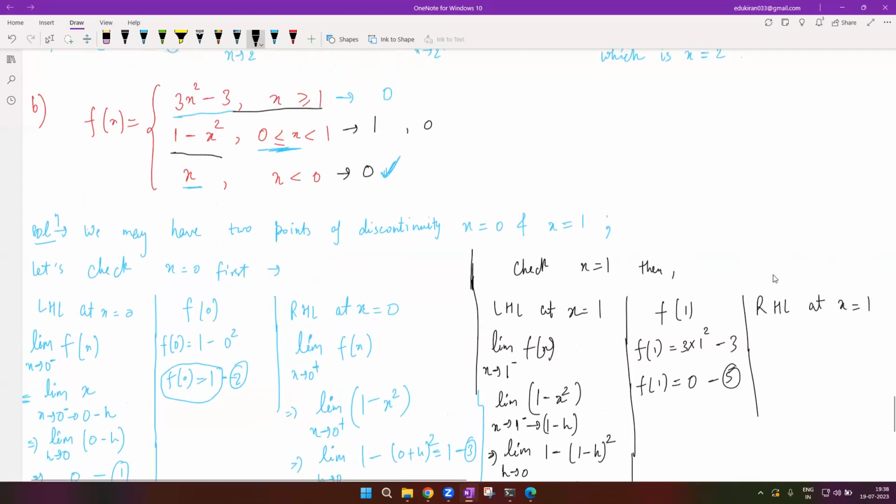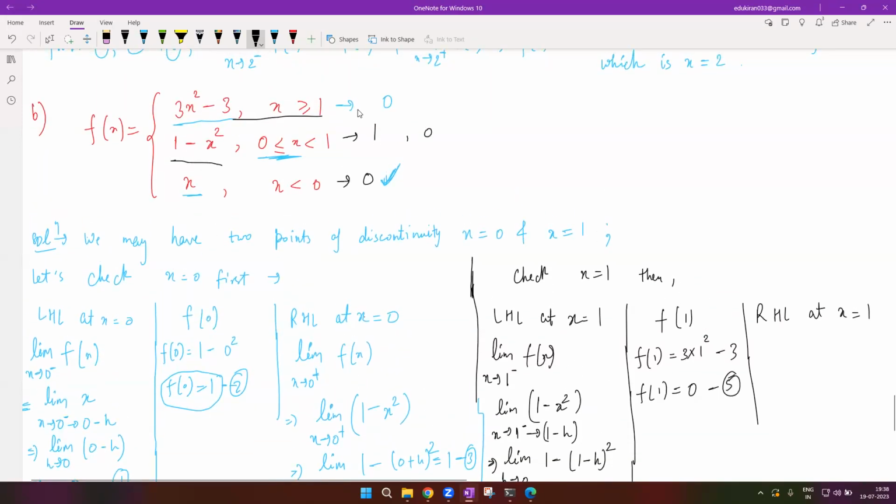And you can even see these are the expressions which we have talked about. RHL and f1 both are 0. LHL at 1 is also 0. You can see that we have already got 2 answers and both of which are correct. So now RHL at x equals 1.